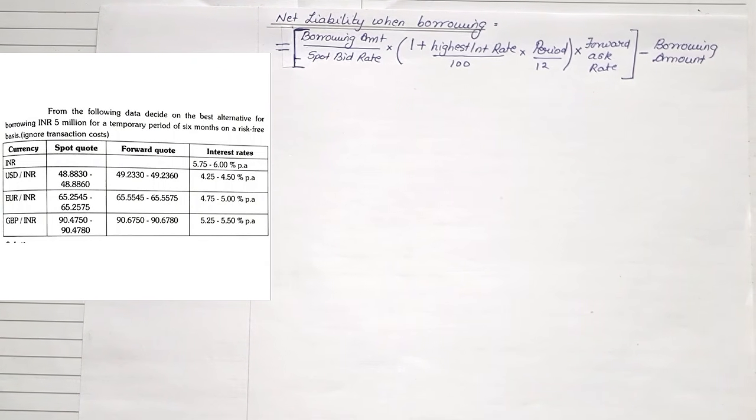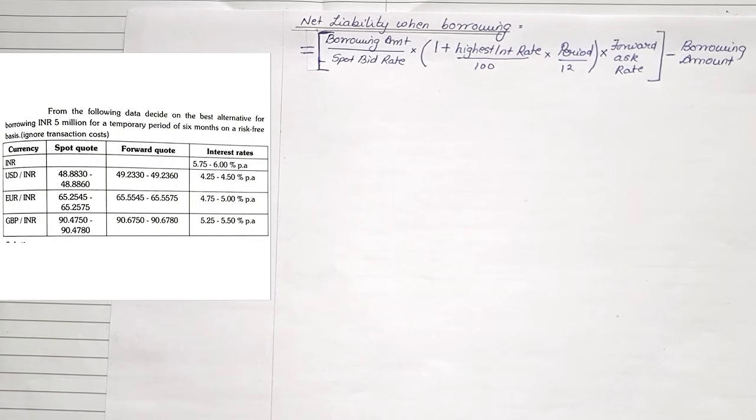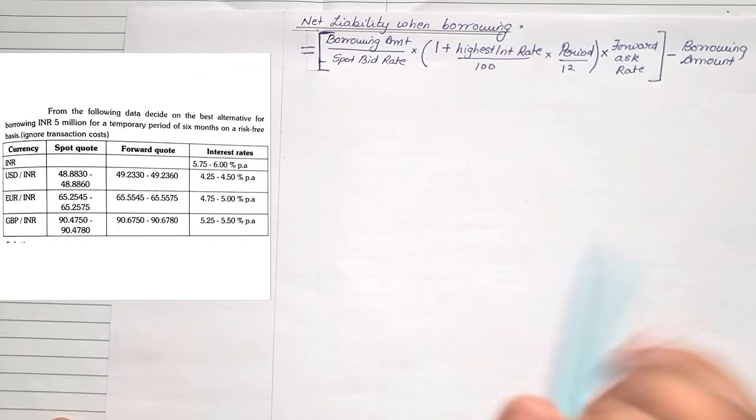Okay, now if you look at the second question: from the following data, decide on the best alternative for borrowing INR 5 million for a temporary period of 6 months on a risk-free basis. Ignore the transaction cost. They are giving you INR, USD, Euro, and GBP. Spot quote and forward both are given, but with the bid and the ask, and for the interest rate they are giving you two interest rates. Now we will see exactly how this entire formula gets used.